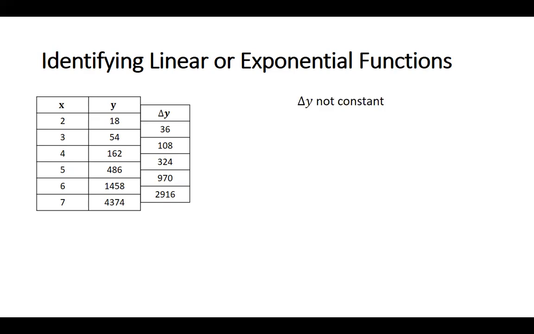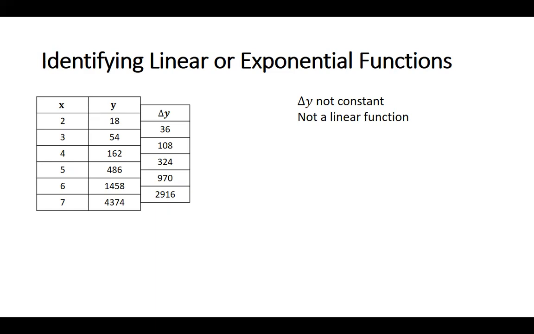The first thing I'm going to do is look for the change in y between these outputs. Notice my change in x is constant. That's 1, 1, 1. My change in y, well, if I subtract 18 from 54, I get 36. If I subtract 54 from 162, I get 108. If I subtract 162 from 486, I get 324. So I do not have a constant rate of change. Delta y is not a constant. It's not a linear function.